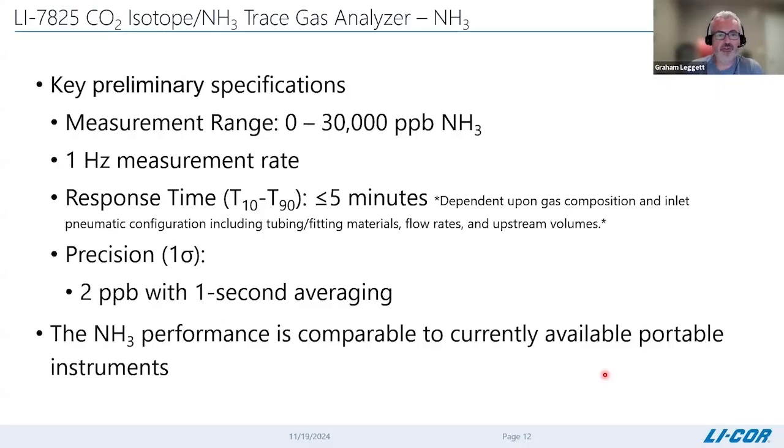For the ammonia measurement, it has a very wide operating range, up to 30,000 ppb, still 1 Hertz measurement rate, with a precision of 2 ppb with 1 second averaging. While it's not a fast ammonia instrument in terms of gas transport, it's not optimized for NH3 transport. The performance is comparable to currently available portable instruments using laser spectroscopy. So it can be used for studies like cattle barn applications, agricultural use where you're seeing quite high emissions.